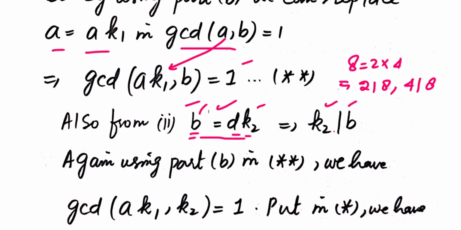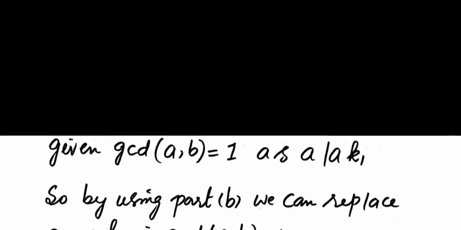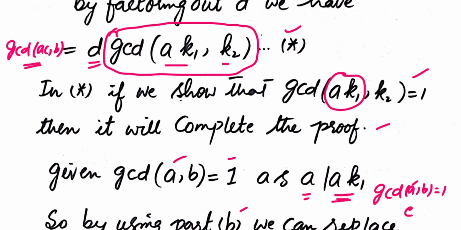So again using part B, as now K2 divides B, so we can replace B with this number K2. So double star becomes A times K1 comma K2, GCD of A K1 and A K2 is equal to 1. So put this value in star. What is my star? This is my star. So replace this with 1.